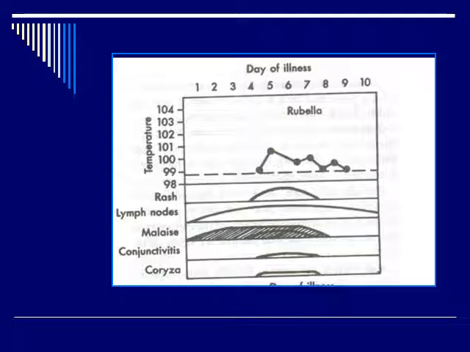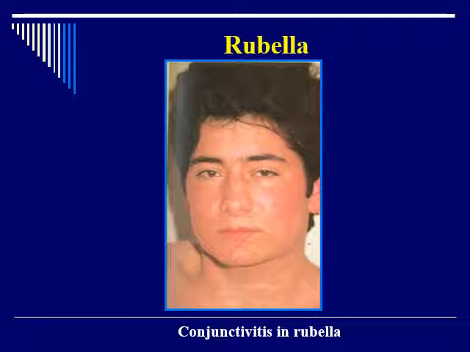So we can diagnose German measles only by the specific lymph node enlargement, as we mentioned before. This picture is of a child with German measles. As shown in the picture, there are red spots scattered all over the face and the upper chest. The rash is discrete.